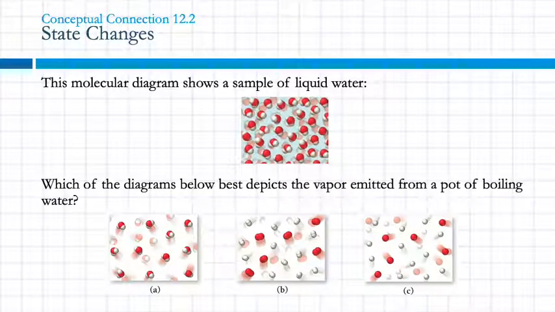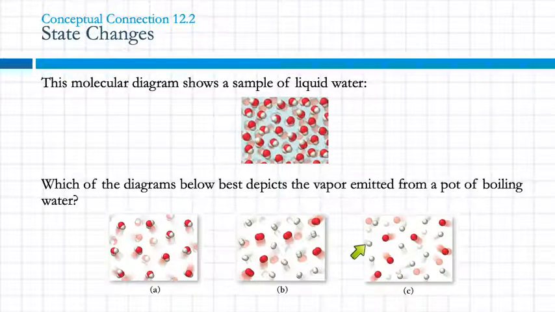Here's another conceptual question regarding state changes. So here's a molecular illustration of water. We see our familiar little Mickey Mouse head water molecules. And this is asking which of the diagrams below, A, B, or C, best represents the vapor emitted from a pot of boiling water. So when answering a question like this, you need to look at the choices and see, well, what's different about the choices, right?